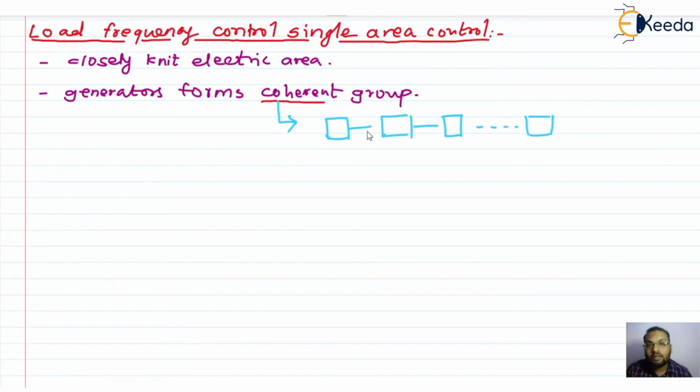Such a group of generators is called a coherent group. What happens on one generator, you can experience at the same time on the other generators as well. This happens in a closely knit electrical area where generators form this coherent group. All the generators respond to the change in the load in the same manner. If speed decreases for one generator, the other generators' speed will also decrease. If the speed of one generator increases, the speed of the other generators will also increase.